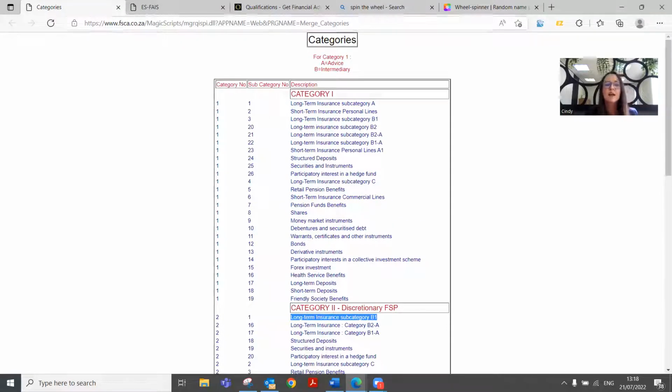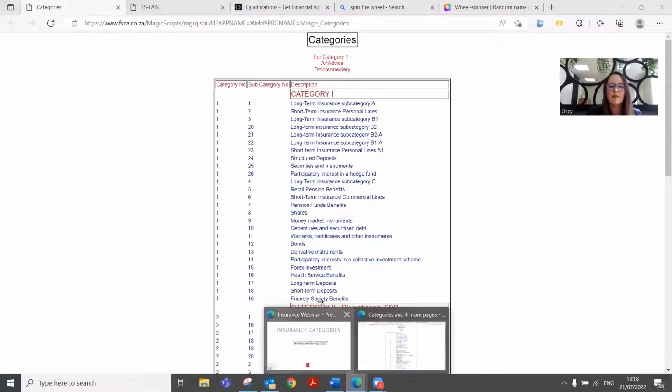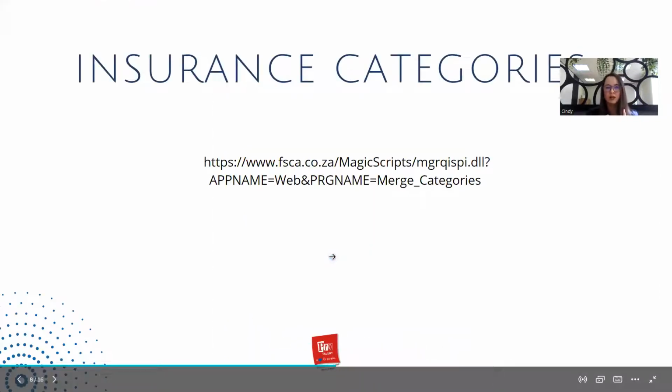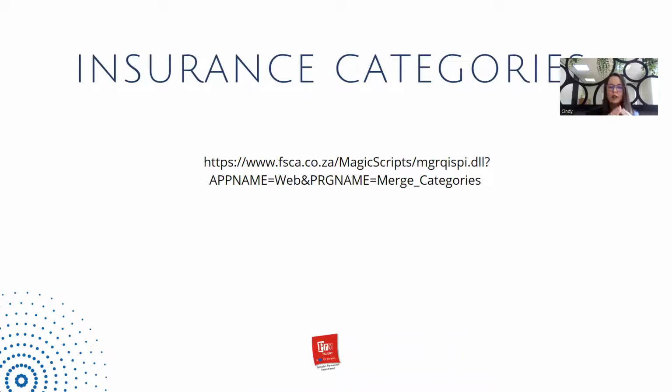So I hope this is clearing up a little bit of who needs what qualifications in insurance, like who needs to do an RE1, who needs to do an RE5. If you follow that insurance category thing, and whether you're a key individual or a representative, you will know which one of these you need to do.